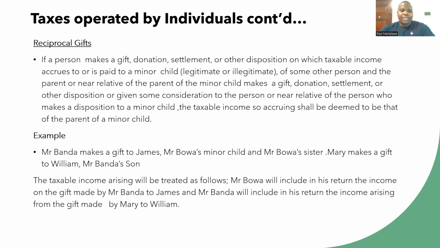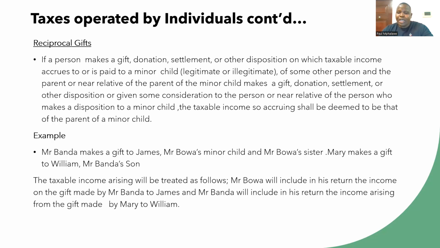Okay. An example. So Mr. Banda makes a gift to James. Who is James? We shall find out. Mr. Boa's minor child and Mr. Boa's sister, Mary, makes a gift to William, Mr. Banda's son. The taxable income arising will be treated as follows. Mr.